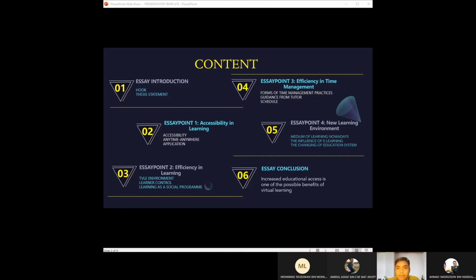For the fourth slide, it will be essay point 3, efficiency in time management, and it will be a form of time management practice, guidance from tutor and schedule. For the fifth slide, essay point 4 will be the new learning environment, and the content is the medium of learning nowadays, the influence of e-learning, and the changing of the education system. And for the last slide, it will be the essay conclusion, which is increased educational access as one of the possible benefits of virtual learning. Now, the presentation will be started by the introduction by Amirul.